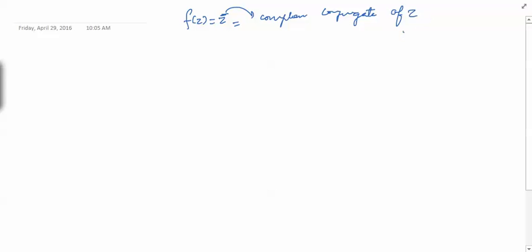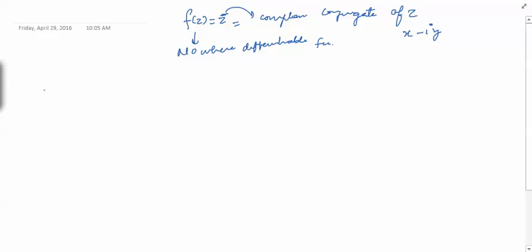So first, I'll give you an example of a non-differentiable function. I'll prove that f(z) = z̄, which means the complex conjugate of z. We already had the definition of this. This is defined as x minus iota y, right? I'll prove that this is a nowhere differentiable function. Okay, so let us see that.